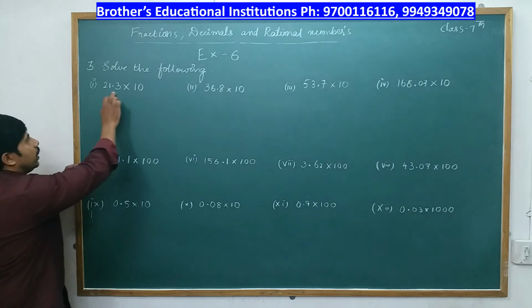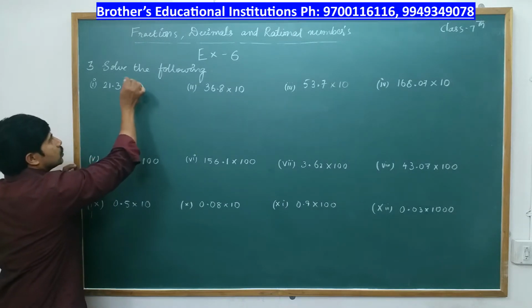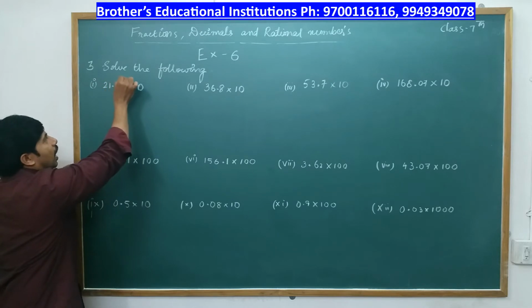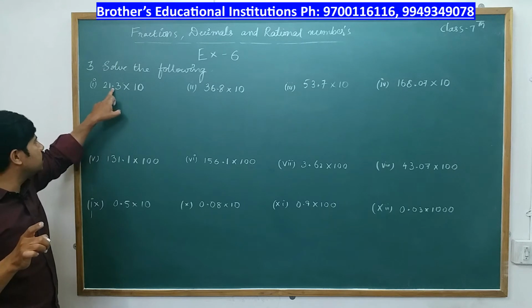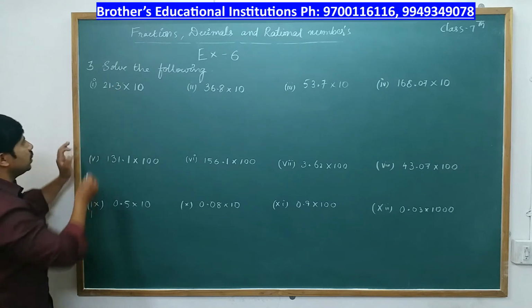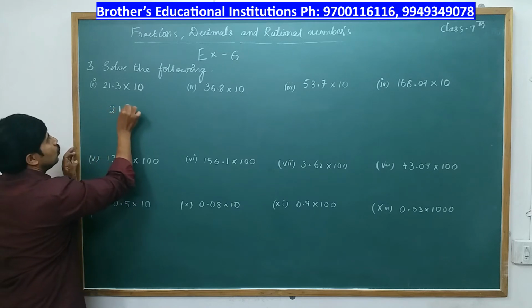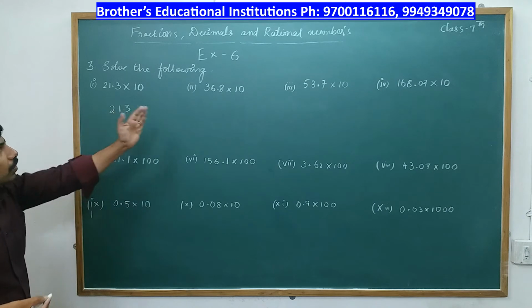Now here we have 21.3 into 10. For 10 we have 1 zero. So you shift this decimal after one digit. As we have 1 zero for 10, shift this decimal after one digit, that is after 3. So when I shift, the answer will be 213. Okay, so this is completed. Now we'll go to the next one.